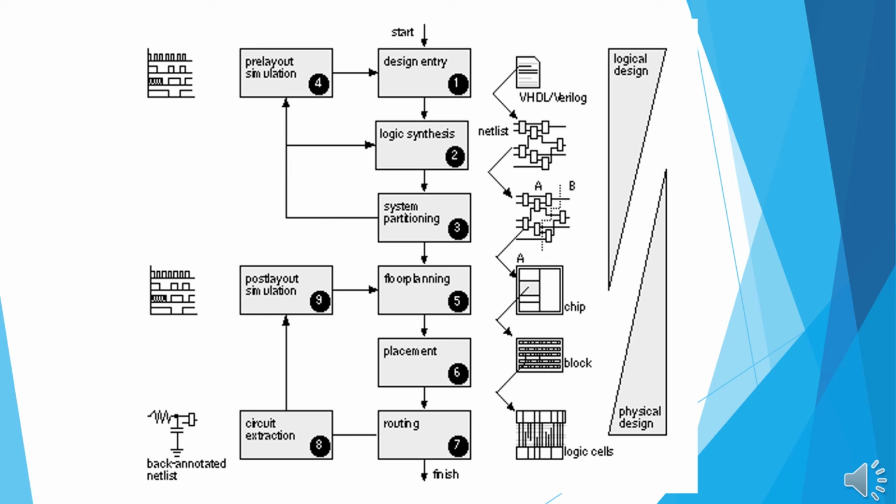Placement decides the locations of cells in a block. After placement, routing is done. It makes connections between cells and blocks. Circuit extraction is used to determine parasitic elements like resistors and capacitors of the interconnect. The system is again simulated after layout to see that the design still works with the added loads of the interconnect.